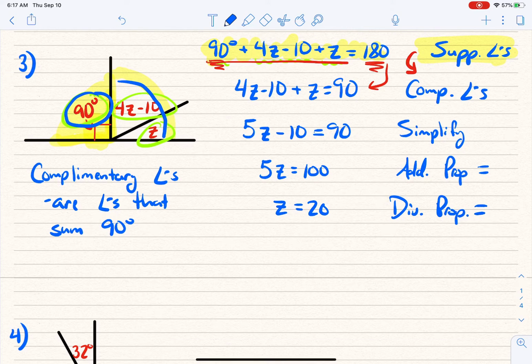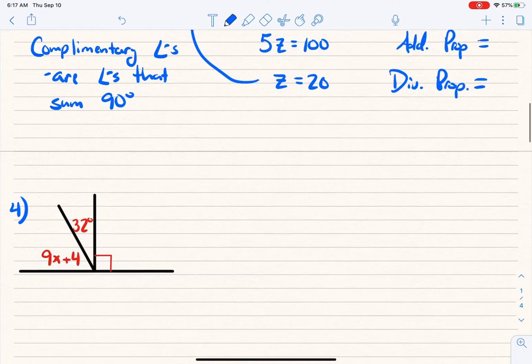And so I can take that and plug that back in, realizing that this part right here is 20, and this one, 4 times 20 minus 10, would give me 80 minus 10, so that would be 70 right here. So I've got 20 on the bottom part, 70 on the top part, and the two of those add up to be 90, so that makes sense.